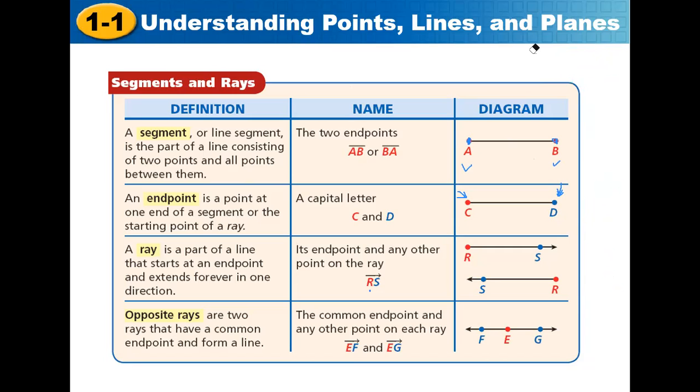Let's go back to the figures. Opposite rays. Opposite rays are two rays that have a common endpoint and form a line. Like this one, I can say ray EG and ray EF. Those are two rays and they have a common starting point or end point, but they have two different directions. When you combine them together, they will form a line FG. And don't forget, to denote the line, we can use different letters like line FE, line EG, line FG.